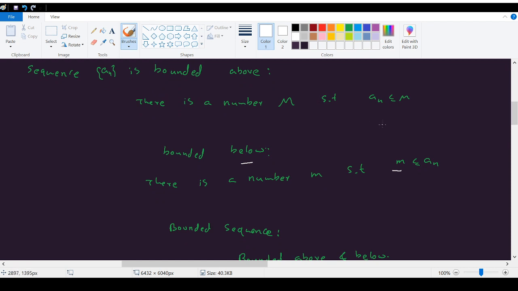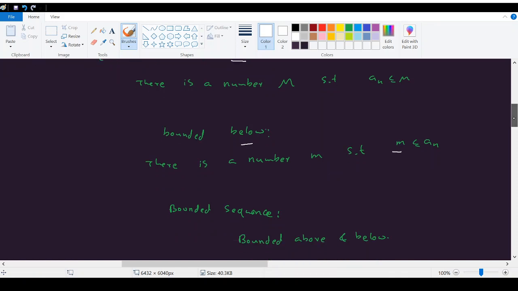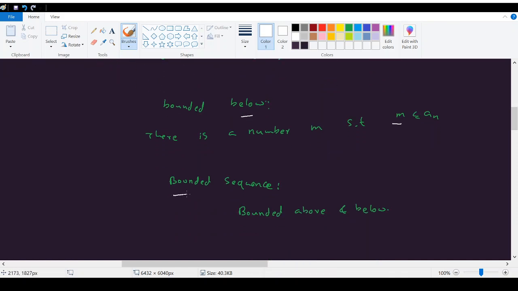So, there are two categories. One is the bounded above case and the other one is the bounded below case. And if both conditions are satisfied, we say that the sequence is bounded. If we just mention that the sequence is bounded, that implies that the sequence is both bounded above and bounded below.